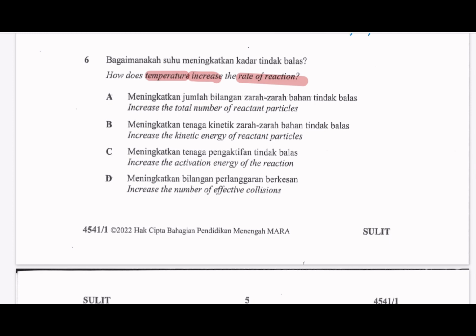Temperature. When the temperature increases, we know that the rate of reaction will increase also, because when the temperature increases, the kinetic energy of the particles increases. This will cause the particles to move faster and collide more frequently. So the reason is the increase in the kinetic energy of the reactants.